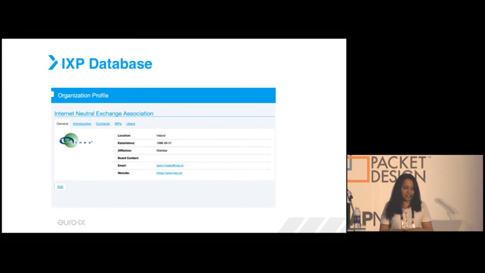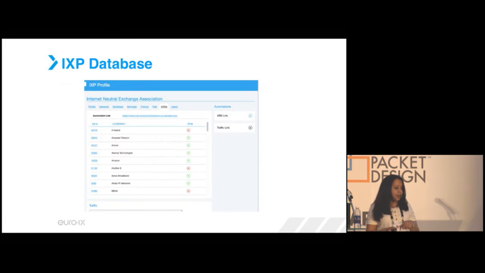So this is what it looks like. If you're looking for an internet exchange point, you would first go to the organization profile, which is the parent. Then you see the IXP listed there. The data that we collect from the internet exchange points includes profile, network, their switch information, the ASNs, and other information that comes together, and you'll see the different matrices that are produced from that.